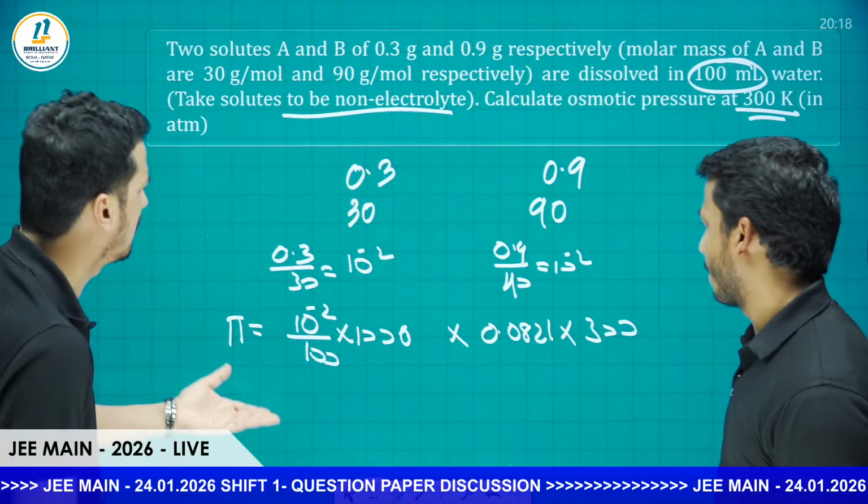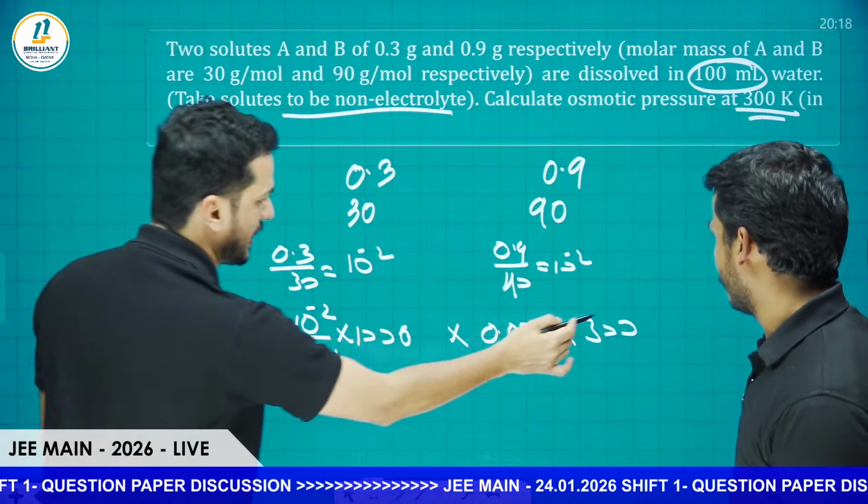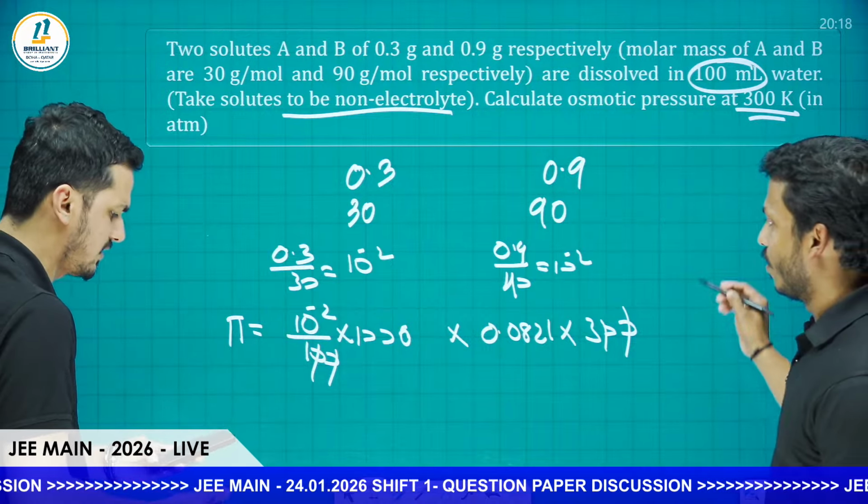300. So now once we are solving, how much will we get, sir? You can cancel this one. Yeah, so cancel this one. So 0.081 into 10 raised to minus 2. What's the answer approximately, sir?